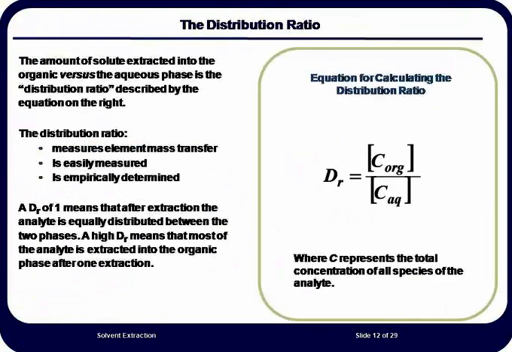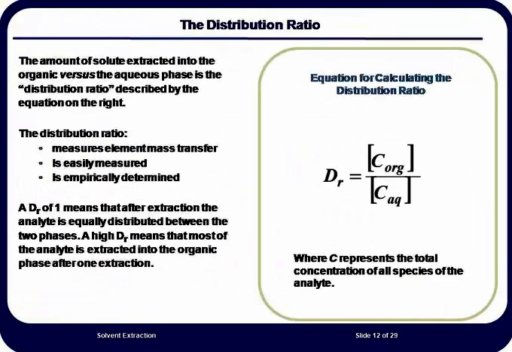The equation shown on the right defines the distribution ratio. It is easy to remember because most of the solvents we use are less dense than water, and so they float on top. The ratio is defined by the concentration in both phases after one equilibration. The distribution ratio is simply a mass transfer effect that has been empirically determined. Values of D sub R can range from less than 1 to greater than 10,000.